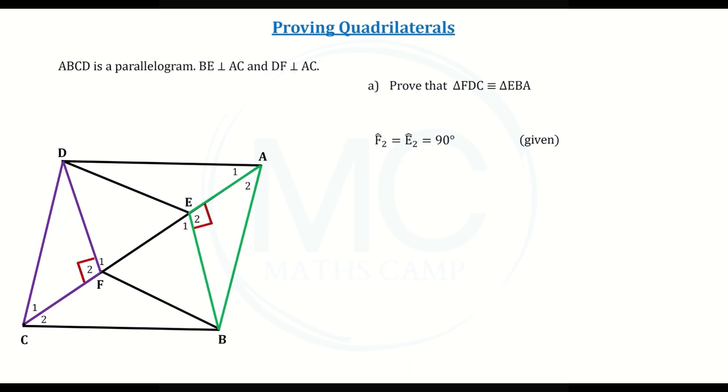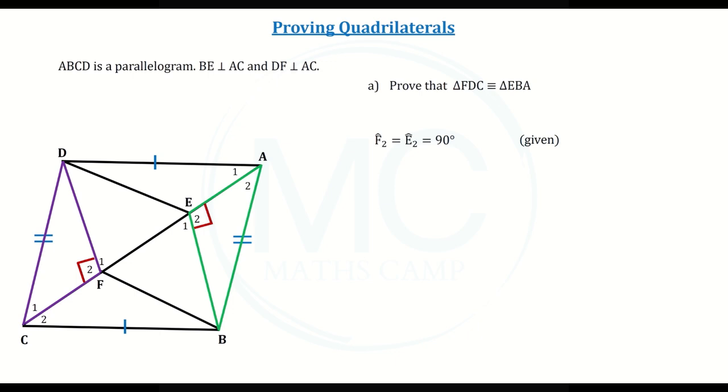The question tells us that ABCD is a parallelogram, and we know that in a parallelogram, both pairs of opposite sides are equal. This means that DA is the same length as CB. So let's put a small blue line on these two sides to show that they are equal. We also know that DC is the same length as BA. So let's put two small blue lines on these two sides.